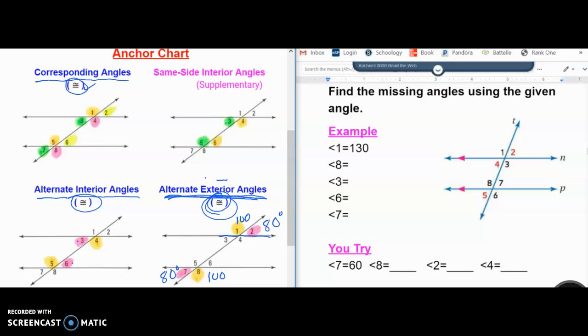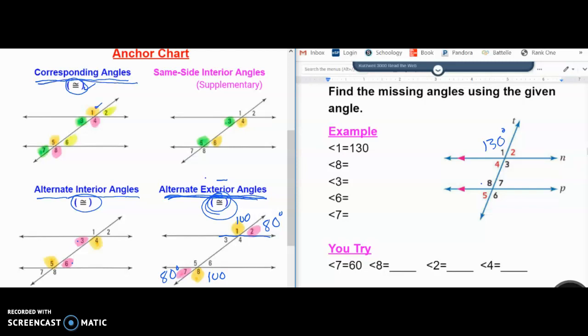Look here, they tell me that angle 1 measures 130 degrees, so I'm going to go ahead and label angle 1 as 130 degrees. Now, look at this, they're asking for angle 8. Angle 8 is here. So what I must do is look at angle 1 and angle 8, look at the left side at the anchor chart, and see where of the four I have angle 1 and angle 8 colored. Let's see. Angle 1 and angle 8 would be like, oh, I found it already. It's the very first one, corresponding angles.